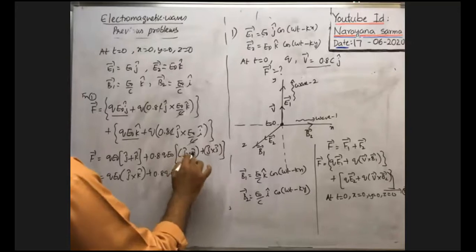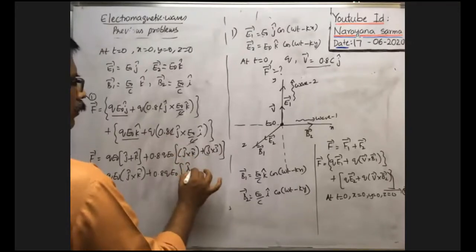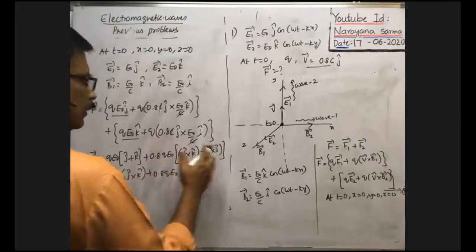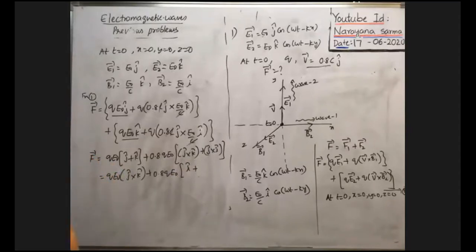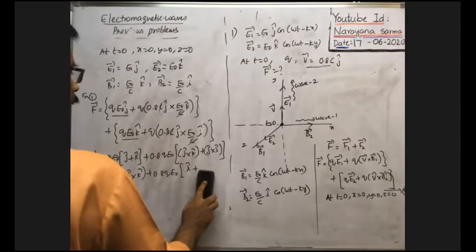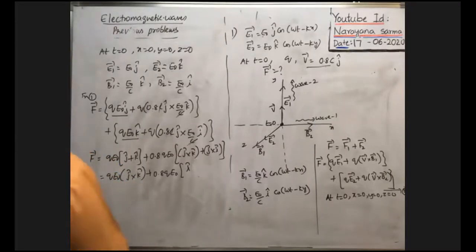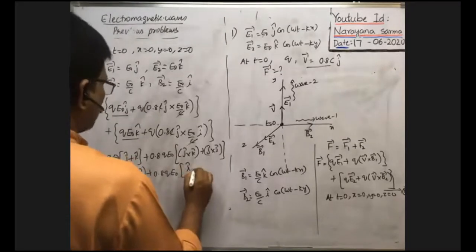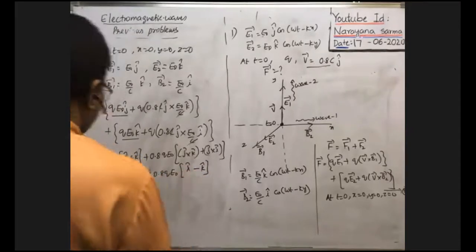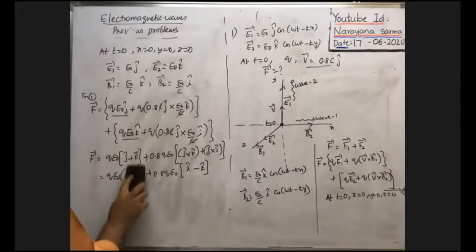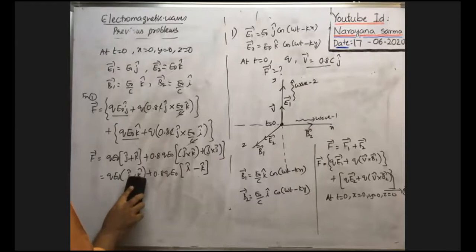j cap cross k cap means i cap, plus j cap cross i cap. i cap cross j cap is k cap, so j cap cross i cap means minus k cap. So minus k cap. Here it is j cap plus k cap.